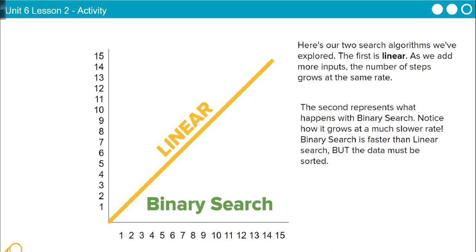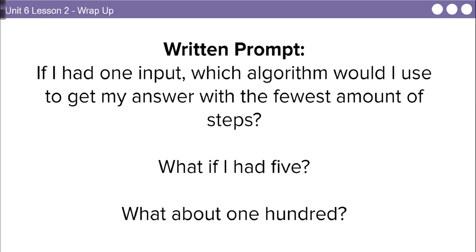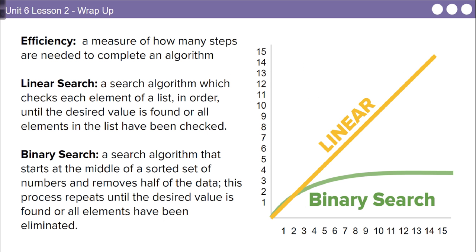So we have our 2 search algorithms we've explored. The first is linear. As we did more inputs, the number of steps increased at the same rate. But in binary, it grew at a much slower rate, like this. It's still faster than doing a linear search, but the data has to be sorted, so that's very important. Okay. So if I had 1 input, which algorithm would I want you to get my answer with the fewest amount of steps? If I only had 1 input, either one doesn't matter, linear or binary search. If I had 5 or 100, binary search will be faster.